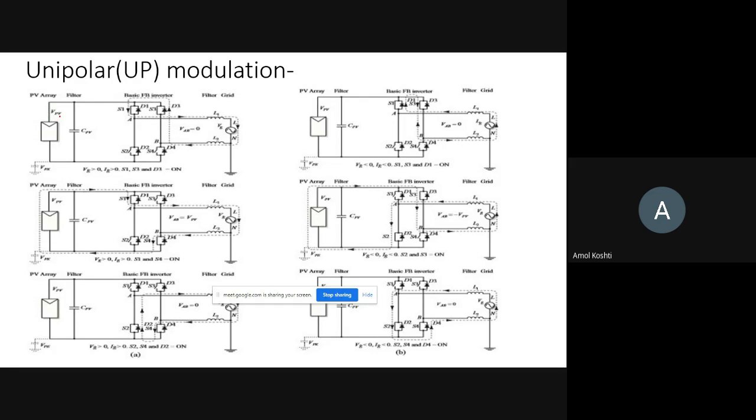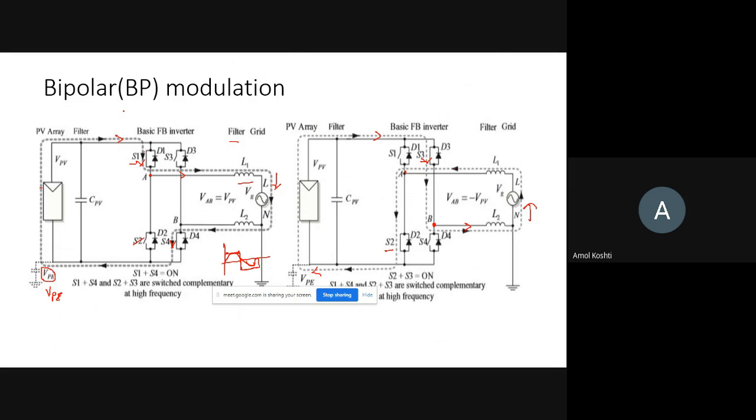Here we have this grid, this PV system, and the switches. We have given the pulse to two switches, S1 and S3. If you observe the previous case, we gave the pulse to the diagonally opposite switches: S1 and S4, and S2 and S3. That is how we produce the output cycle in bipolar modulation.